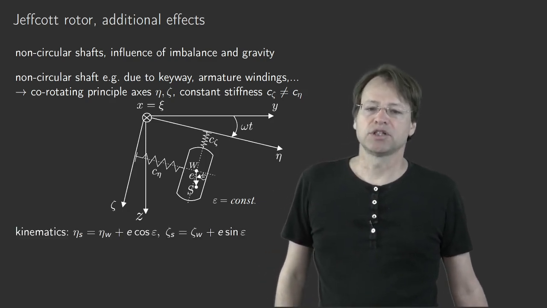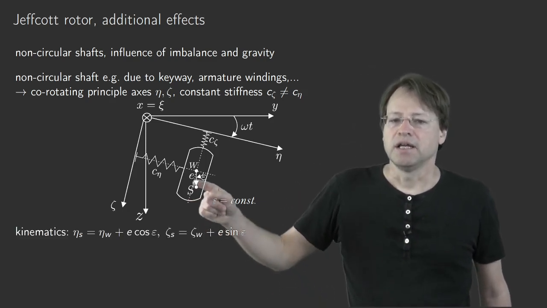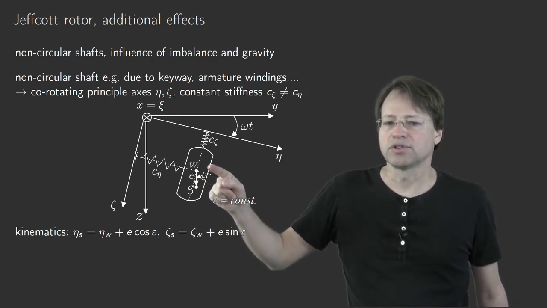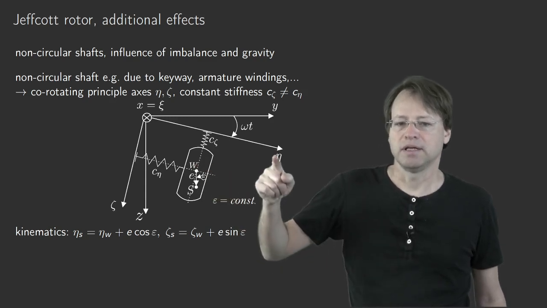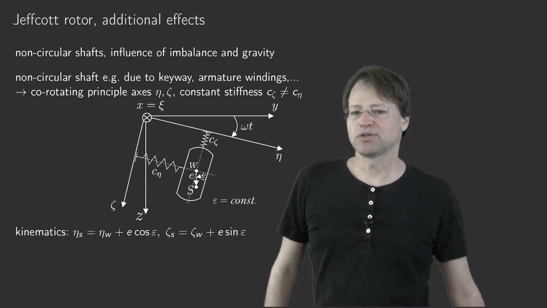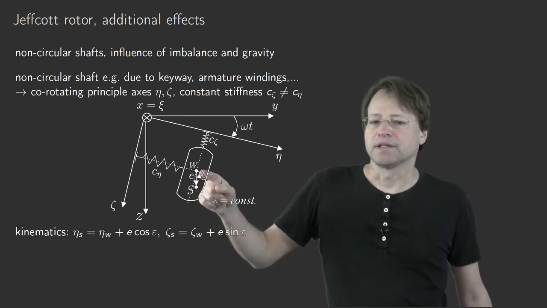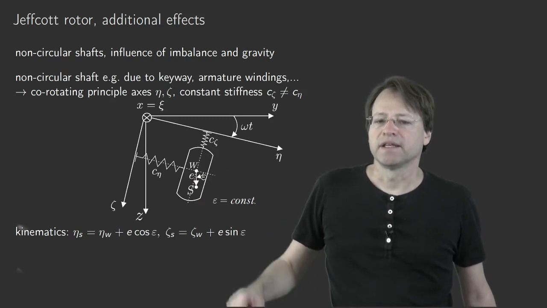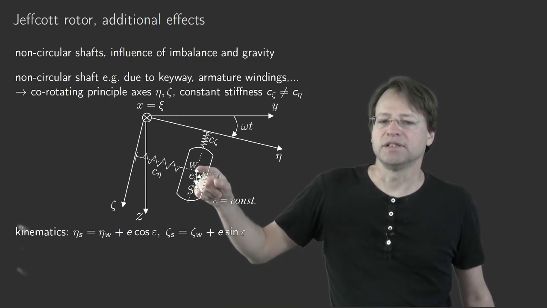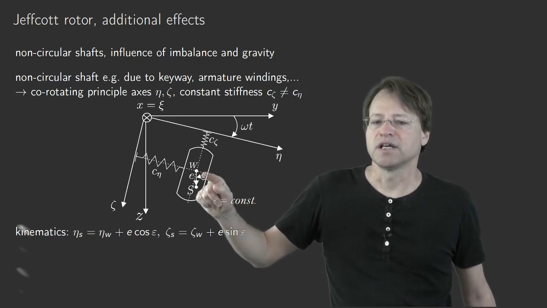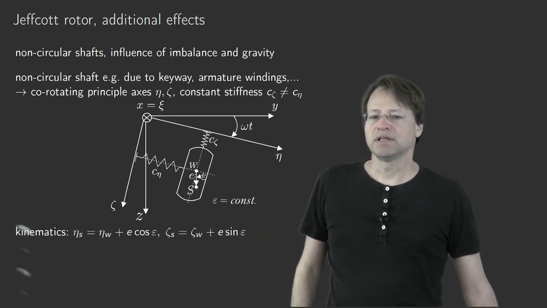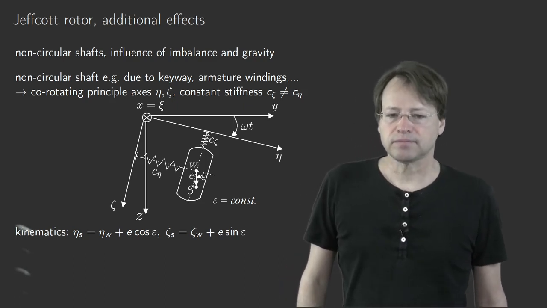So the kinematic relationship is now easily obtained in eta direction. What you see here is you take the cosine, eta direction is pointing, at least a little bit, to the lateral side. It's the cosine of epsilon and then times E. And for zeta S, we start at zeta W, and then we have to add the sine projection, so E times sine epsilon to arrive at point S. So very easy time-independent kinematic relationships.